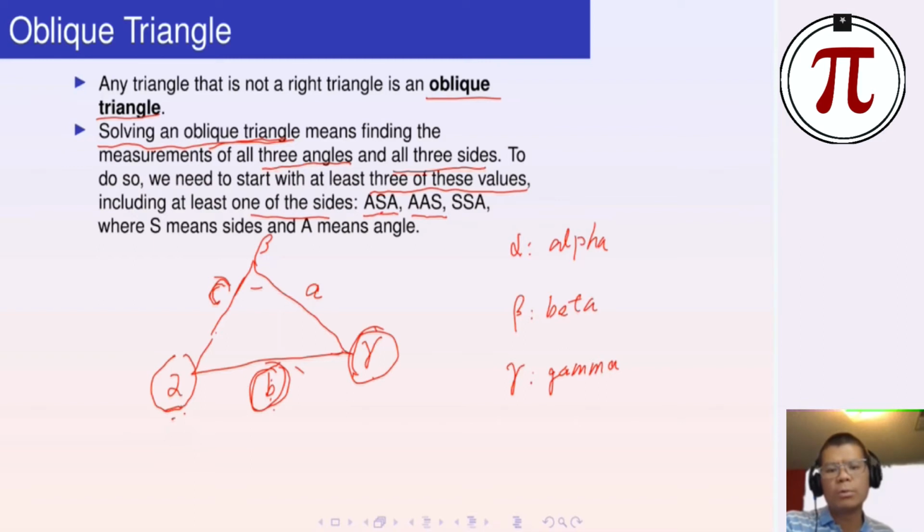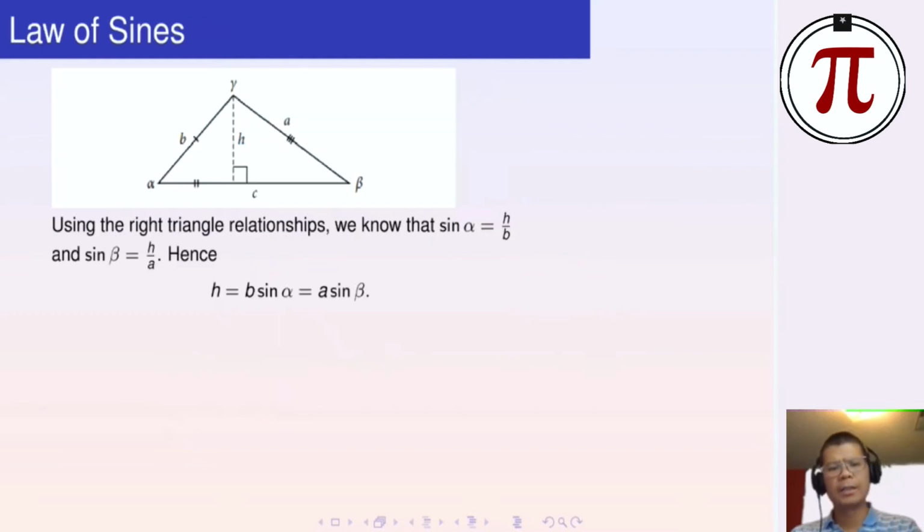Well, we will introduce each case, all right? So anyway, we would need to start with at least 3 of these values, including at least one of the sides, okay? And then we can solve this oblique triangle. That means we want to find the values for alpha, beta, gamma, and also the values of A, B, and C, okay? Now let's consider the law of sines, all right, the law of sines.